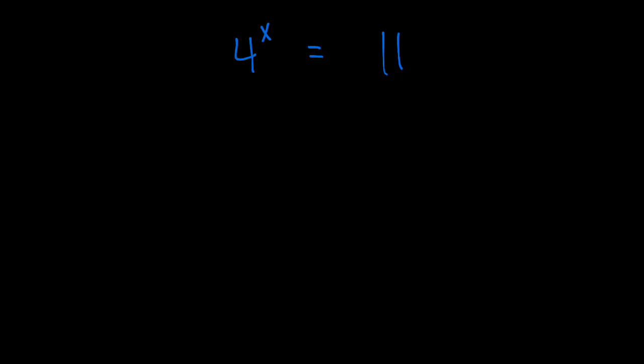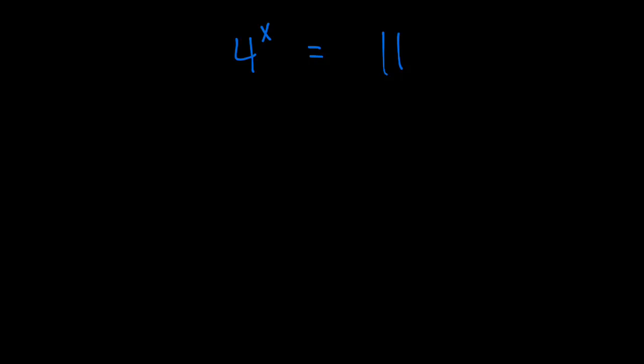Now you have a couple options on how you want to solve this, and I'll try to walk through both, but again, it's going to depend on what your calculator is able to do, because we're going to have to evaluate a log at some point, and depending on whether you can choose the base might make a difference in what way you want to solve this. So here we have 4 to the x equals 11. To undo an exponential, we would take a log on both sides.